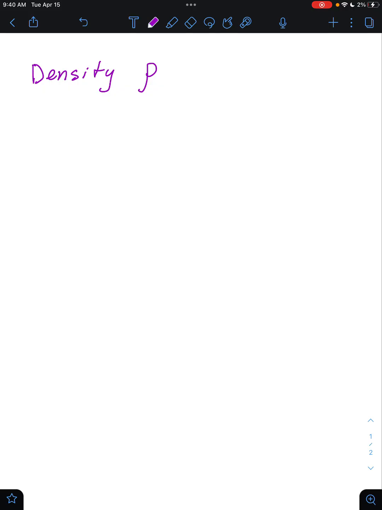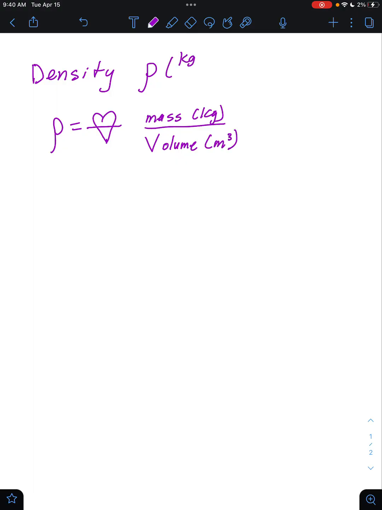And the equation for density, we like to say, I love density, because you make a little heart and you cut it in half. Because the equation for density is mass in kilograms divided by capital V for volume in cubic meters. And so density is measured in kilograms per cubic meter.